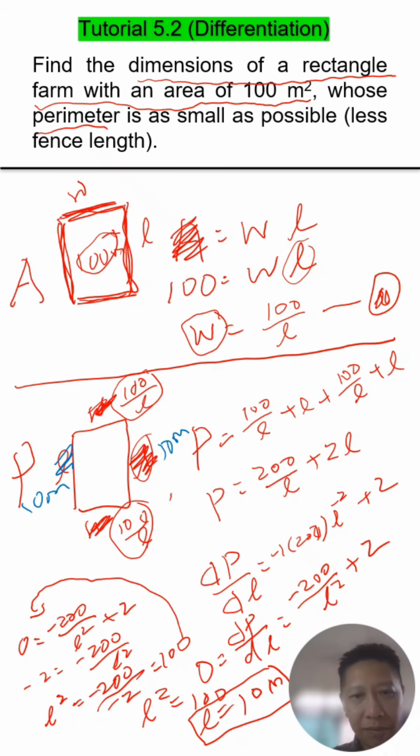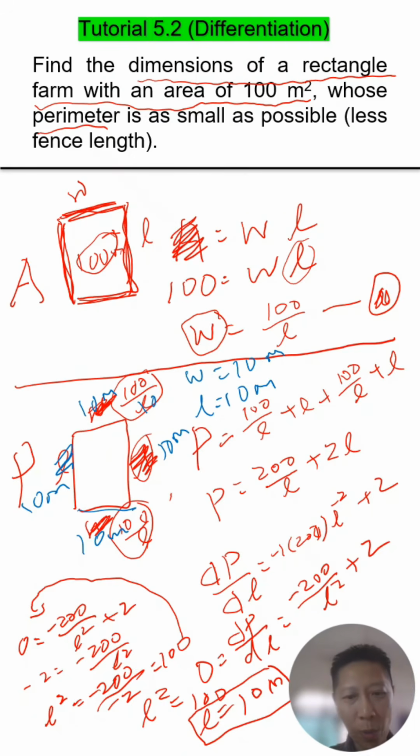How about the width? The width is defined as 100 divided by the length. So the length is 10, and 100 divided by 10 will be 10 meters. So this will be 10 meters too. Means at the end, in order to get the minimum fence size, that is the minimum perimeter, we would suggest that the width should be 10 meters and the length should be 10 meters.